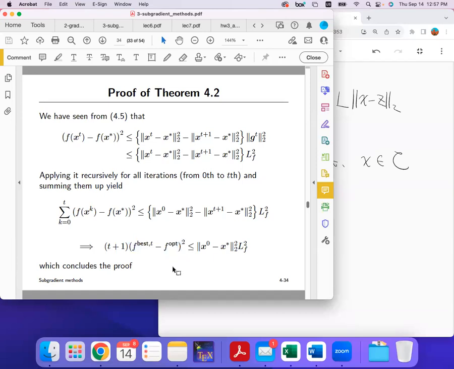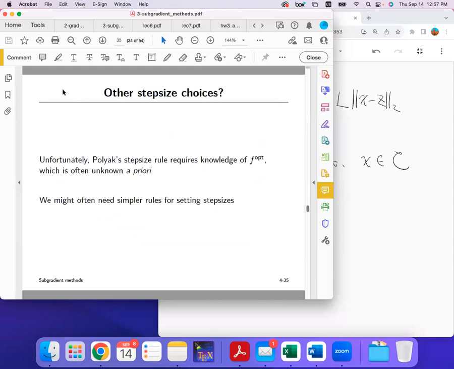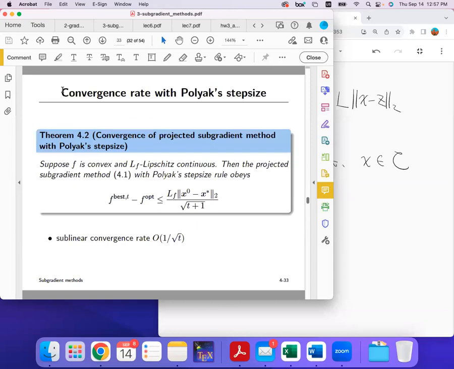And this already gives the convergence rate. You just move t+1 to the right-hand side, take the square root, and we have that result. Right. So this proves the convergence rate of projected subgradient descent for convex and Lipschitz continuous functions under Polyak's step size, under this specific step size.